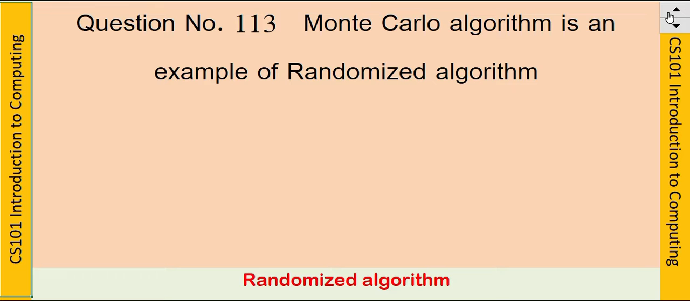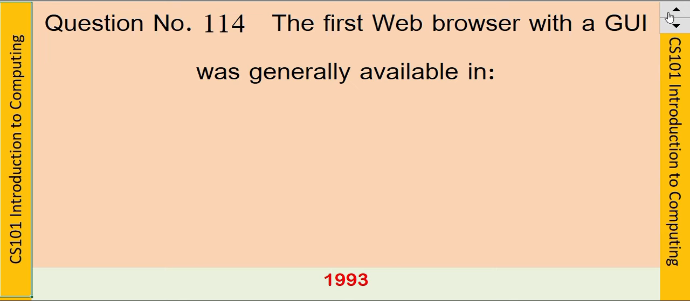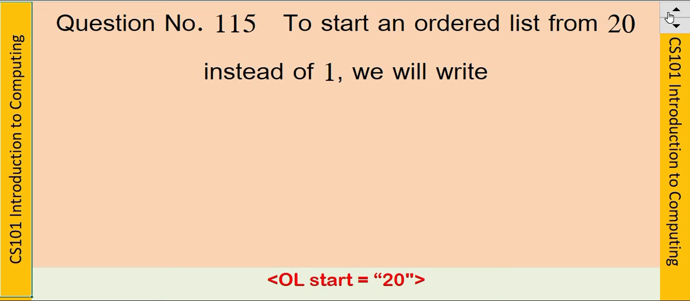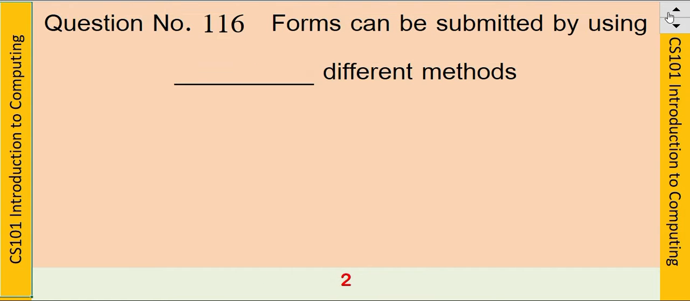Monte Carlo algorithm is an example of randomized algorithm. The first web browser with a GUI was generally available in 1993. To start an order list from 20 instead of 1, we will write OL start is equal to 20. Forms can be submitted by using two different methods.